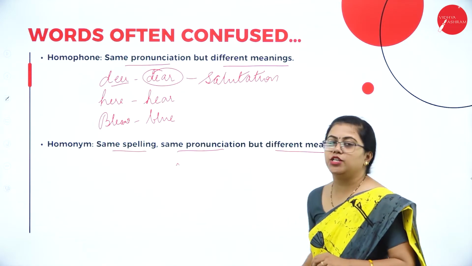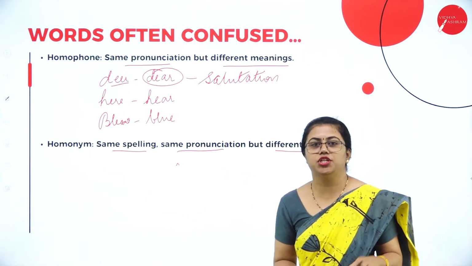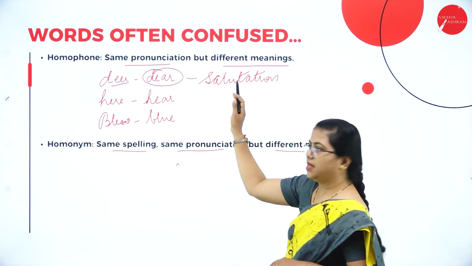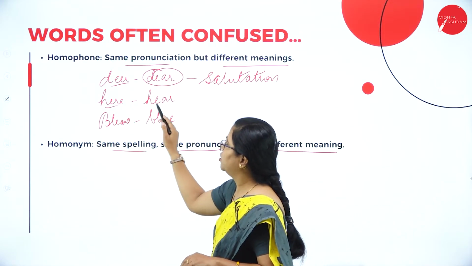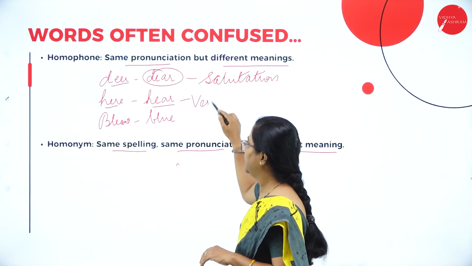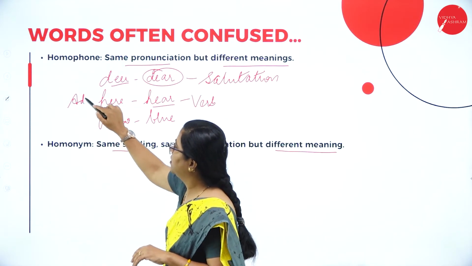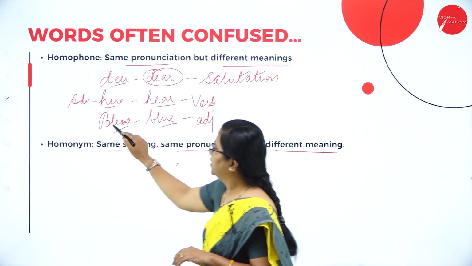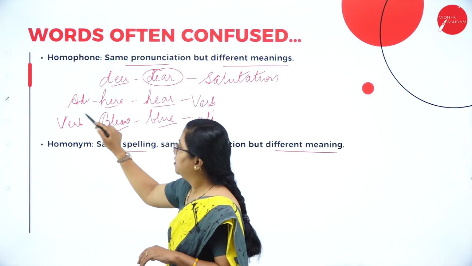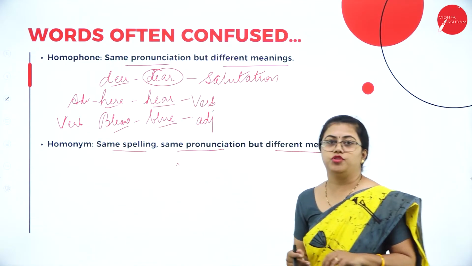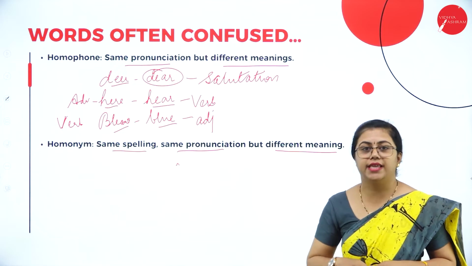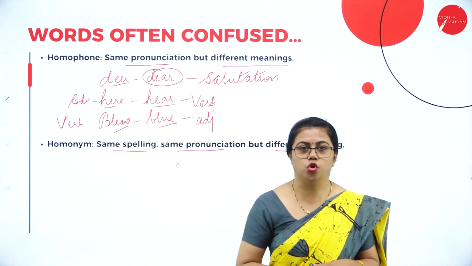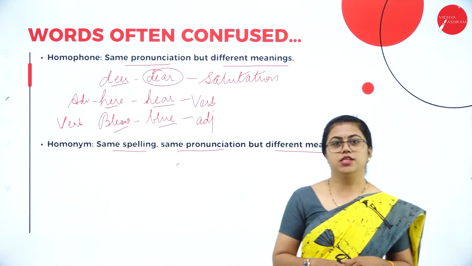So many people tend to pronounce it as dear. No, the actual pronunciation is deer only. So here it is deer, the name of an animal. Here it is the salutation. So here you can see this also, as I said, this is a verb and this is an adverb. Blue and blew also. This is an adjective and this is a verb. So this way, the words that have the same pronunciation but different meanings, obviously they will have different spellings also. So they are called homophones.